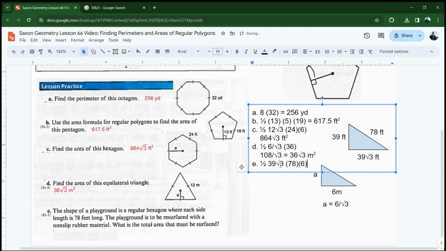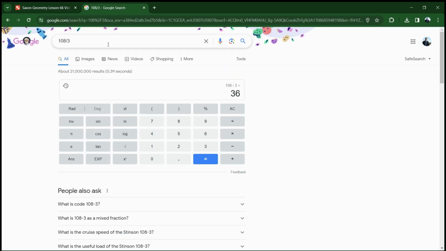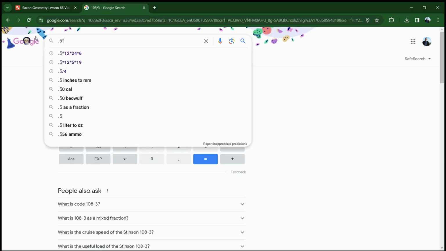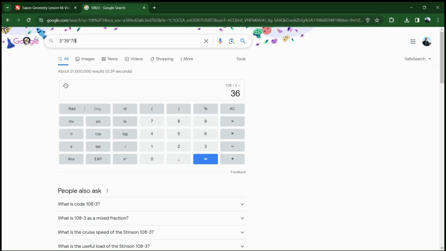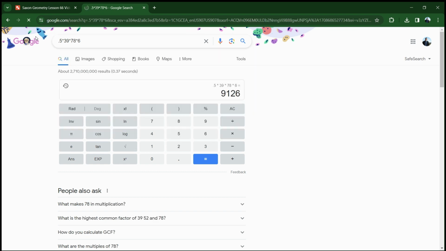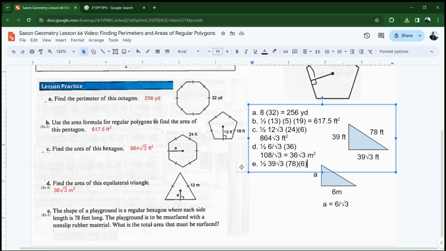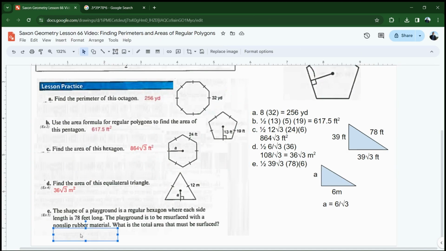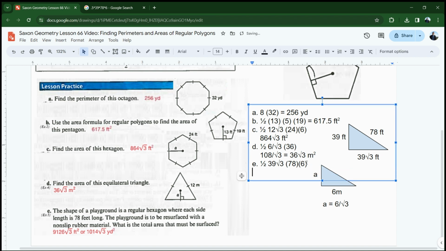Once again, there's no way I'm doing this without a calculator. 1/2 times 39 times 78 times 6. That gives me 9,126. So the answer is going to be 9,126 times the square root of 3. Let's see if they kept it in, yep, they kept it in simplified radical form. So I'm just going to write out the answer here, and we are done. 9,126 square root of 3 square feet.